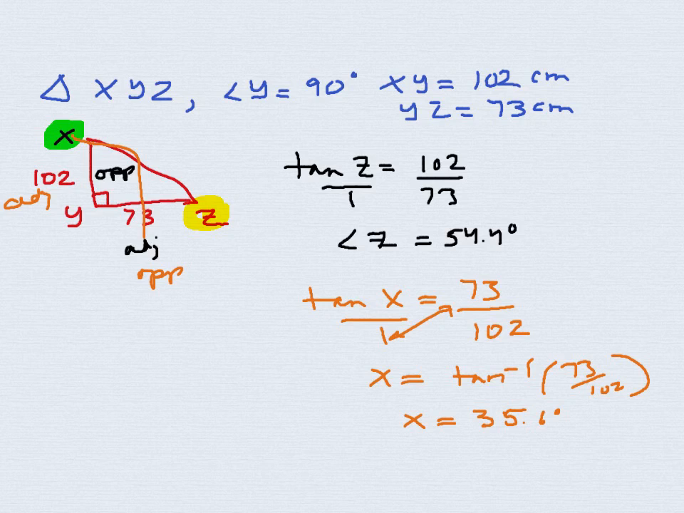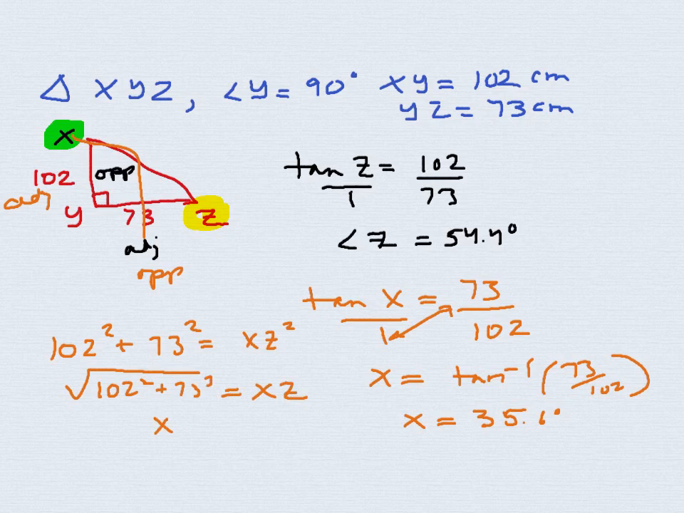To find the third side, because you're given two sides already, and they're both legs, 102 squared plus 73 squared should equal the hypotenuse squared. So add it up, take the square root of those numbers, and that will give you the hypotenuse. Do the work on your calculator, you'll get 125. They were all given in centimeters, so 125 centimeters is the correct answer.